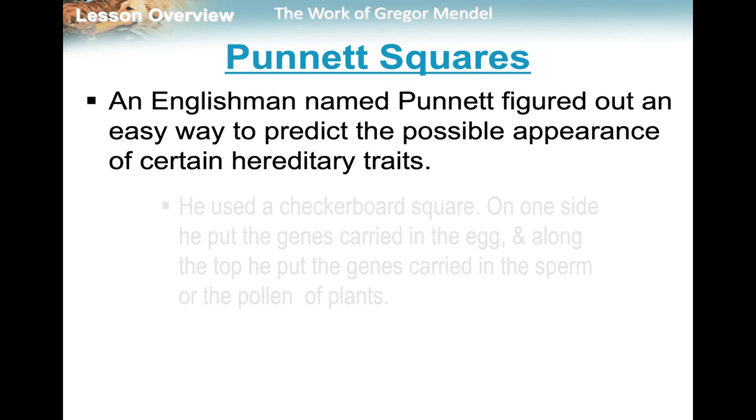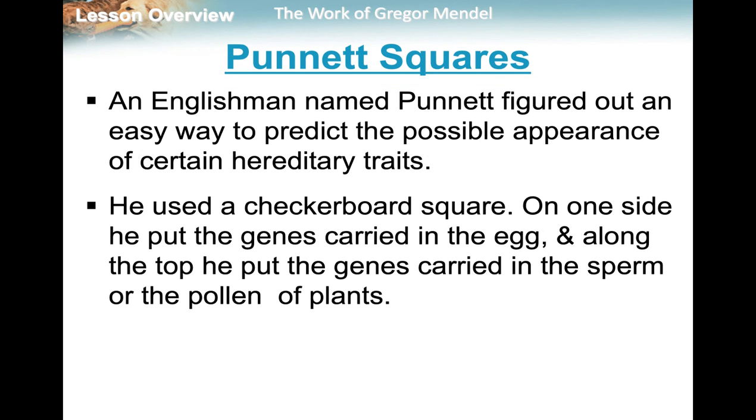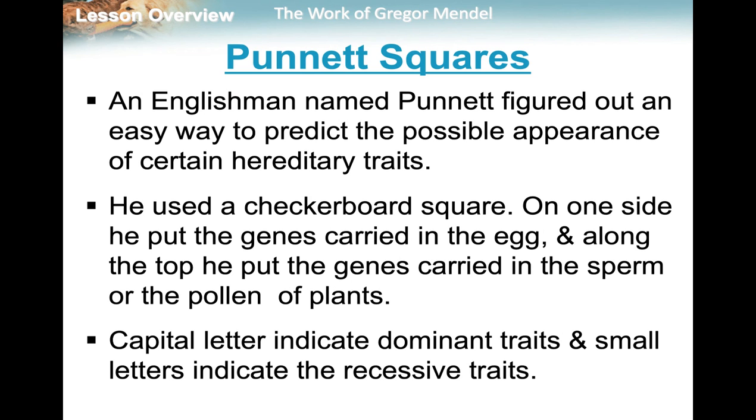The Punnett square is named for an Englishman named Punnett, and he figured out an easy way to predict the appearance and the likely outcomes of certain inherited traits. He used the checkerboard square, and on one side goes the egg cell, and on the other side goes the genes to represent the sperm cell. Again, in this, capital letters always represent dominant traits, and small letters represent the recessive traits.